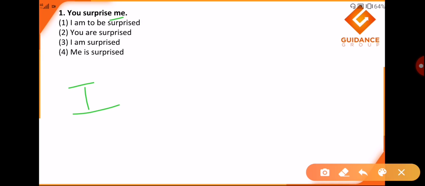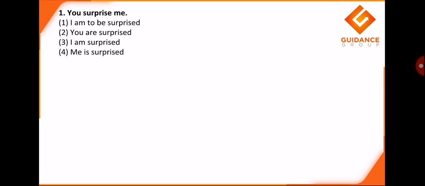So option 2 and 4 are eliminated. What is left is I am to be surprised and I am surprised. I am to be surprised will not come because to will not come into picture unnecessarily. Hence, I would say I am surprised. And if you see, the tense is not changed. You surprise me is a sentence of simple present tense, so present has remained present tense. Is it clear to everyone? Yes, we move to the next part.